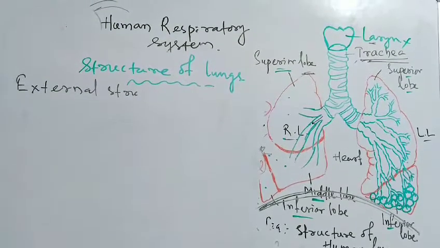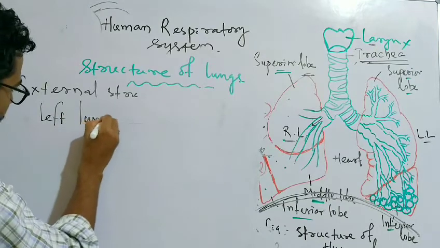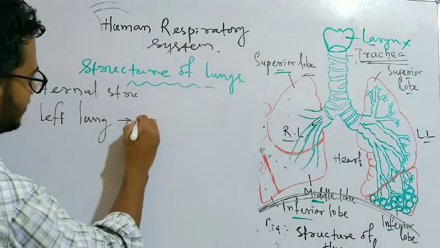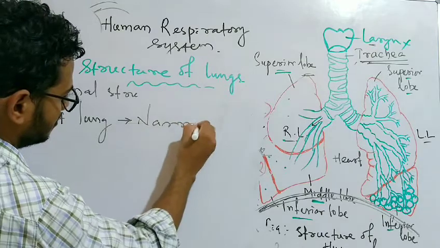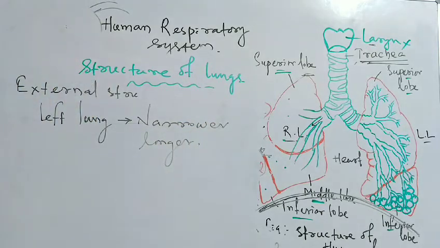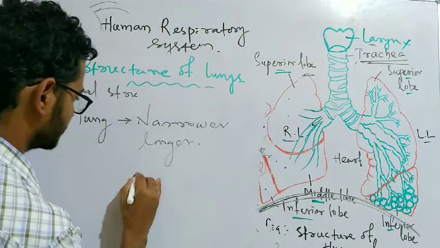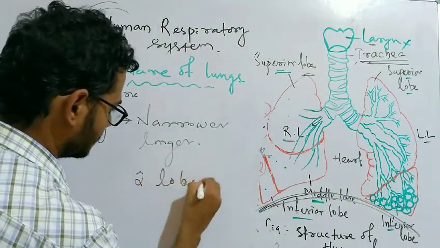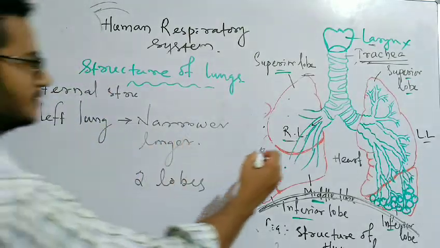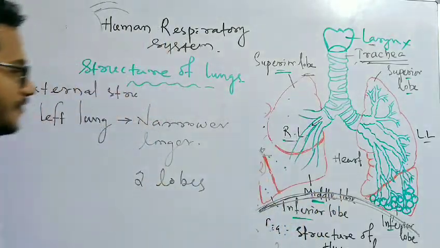The left lung is slightly narrower and longer, narrow as well as long, than the right lung. Okay. Another thing you can see, the left lung has two lobes, whereas the right lung is divided into three different lobes: superior lobe, middle lobe and inferior lobe.